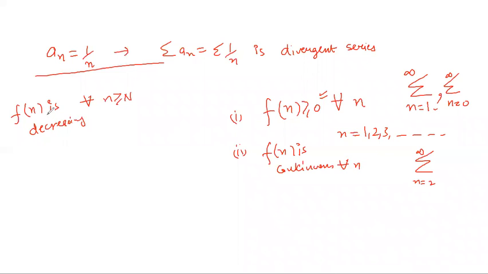But जो decreasing वाली condition है उसमें भी relaxation है. It can happen for all n greater than or equal to N, where capital N is some positive integer. So that means your function can be like this.